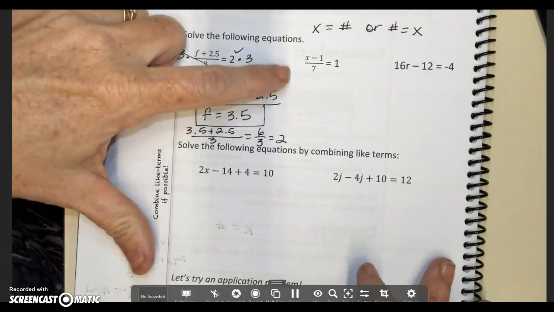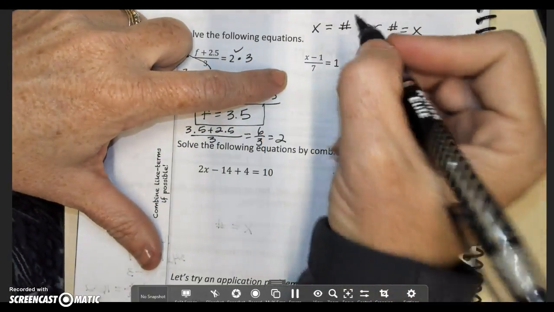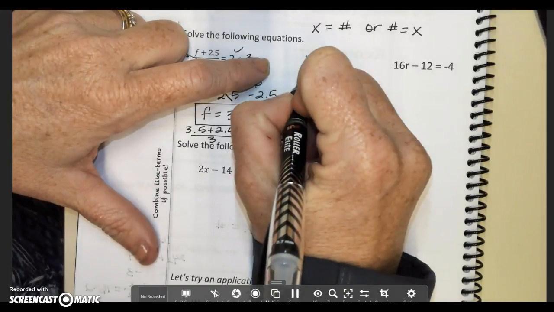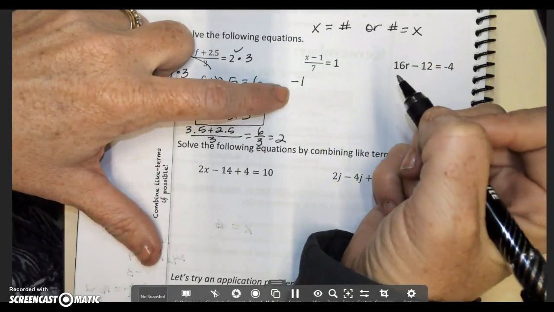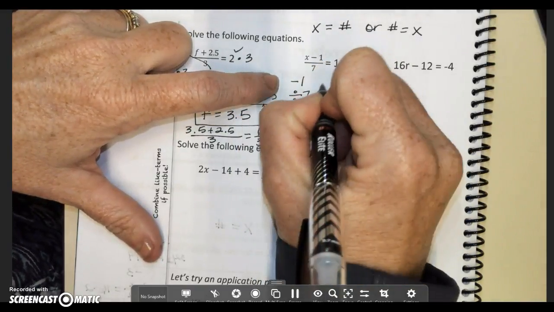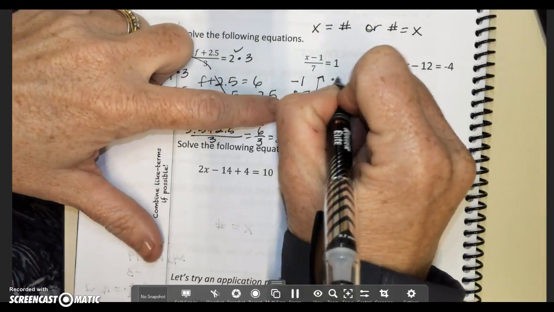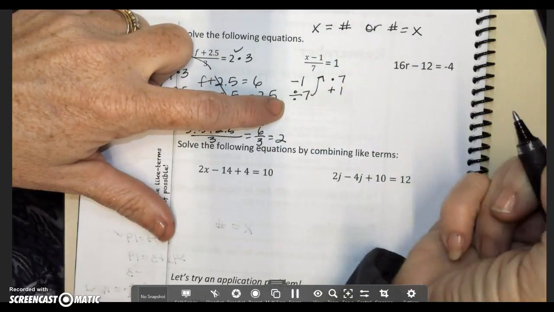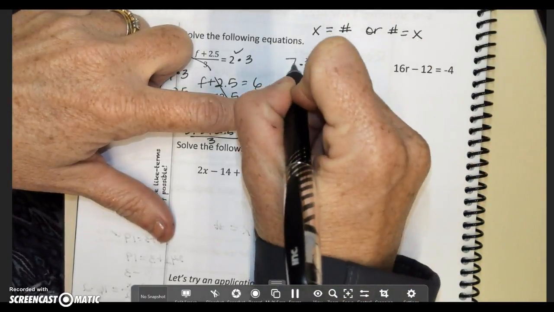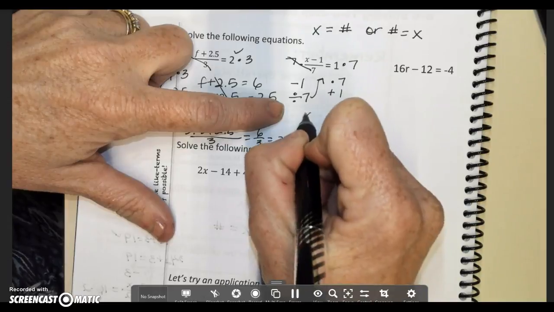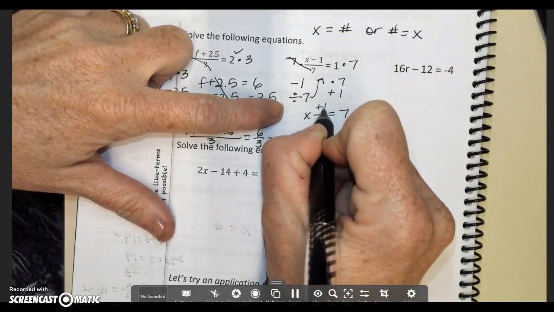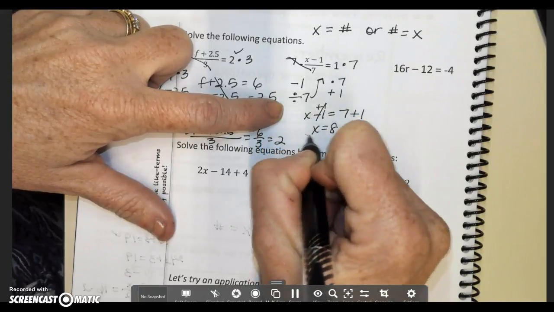So again, here, the two things I have to undo are, first it had 1 subtracted from it, and then it was divided by 7. So we're going to do the opposite, which is to multiply by 7 and then add 1. So I'm going to multiply both sides by 7. That gets rid of that, so now I have x minus 1 equals 7, and I need to add 1 to both sides, and that gives me x equals 8.